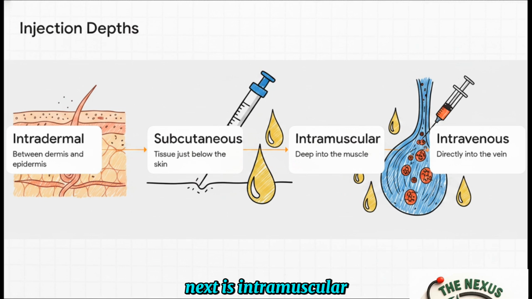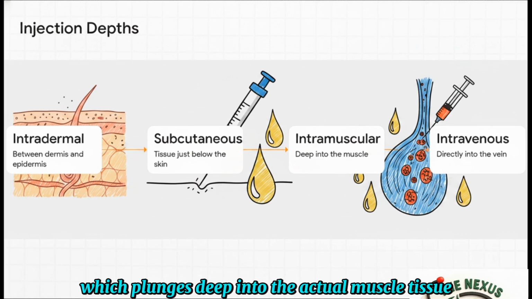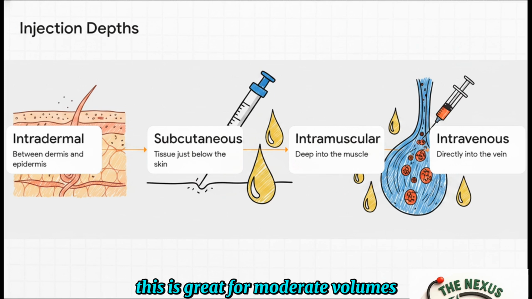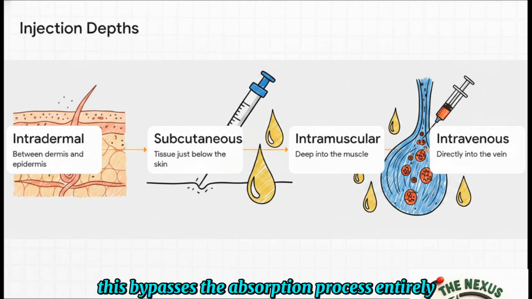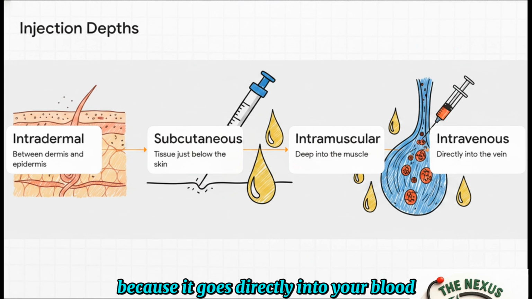Next is intramuscular, which plunges deep into the actual muscle tissue. This is great for moderate volumes and oily preparations. And finally, intravenous. This bypasses the absorption process entirely because it goes directly into your blood through a vein.